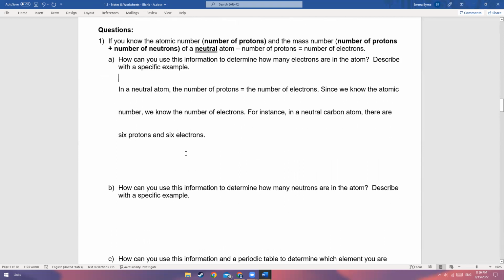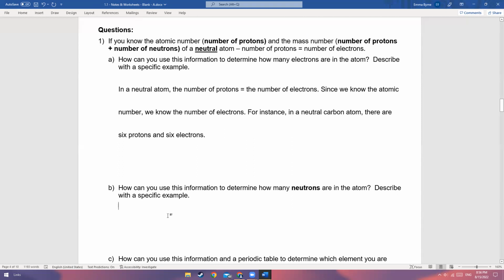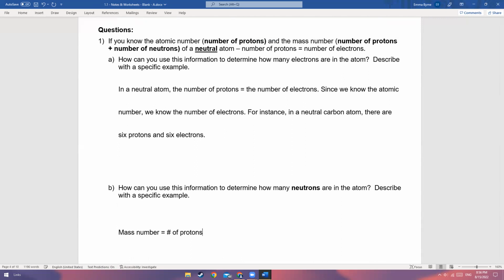Now moving on to B, how can you use this information to determine how many neutrons are in the atom? When you see neutrons, you want to start thinking intuitively about mass. For neutrons, we know that the mass number is equal to the number of protons plus the number of neutrons.